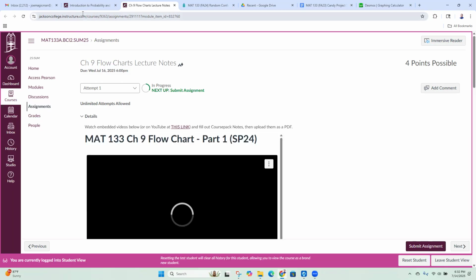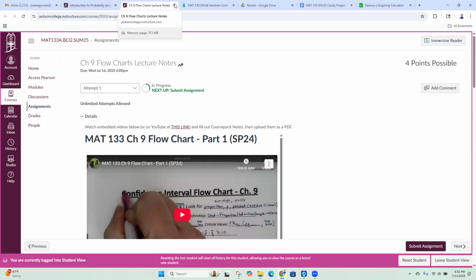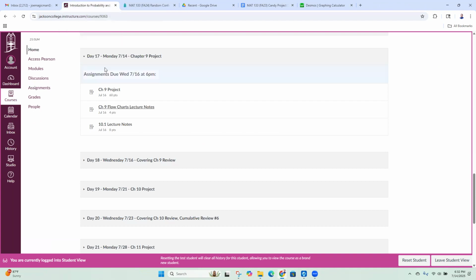Guys, those are very, very helpful. They're really nice. Like I said before, it's not like a 9.5. It's not necessarily new information, but it is super helpful. So try to do those lecture notes before tomorrow because Cindy is going to use information from that in her class tomorrow. But for today, we're going to be looking at the Chapter 9 project.